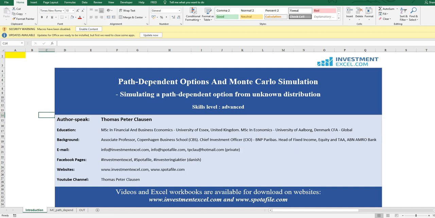Obviously, this topic is slightly or perhaps even advanced, so feel free to go to the investmentexcel.com site and visit some of the other sessions we have made on simple structures, simple features in options, and also how to apply the Monte Carlo technique on more simple cases.